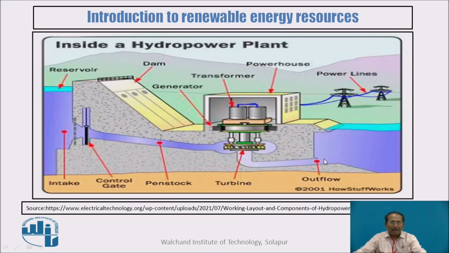This is the second slide showing again the details of inside of the hydropower plant. Similar, the reservoir, the storage, then this is a dam, this is a conduit, or we can say a penstock, then the turbines. Then the electricity is generated in this powerhouse, and through these power lines, it is transported.